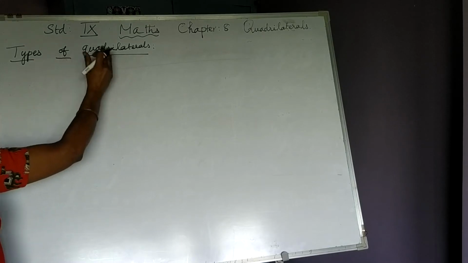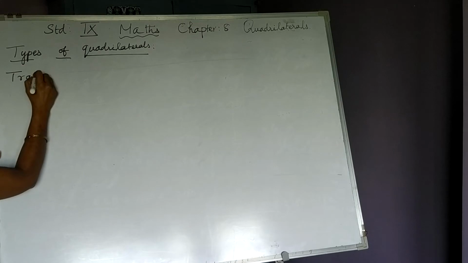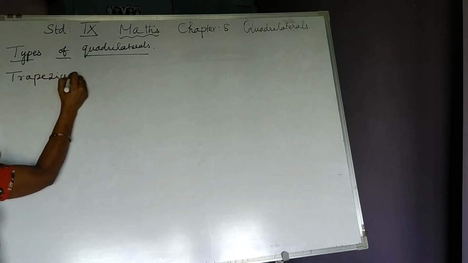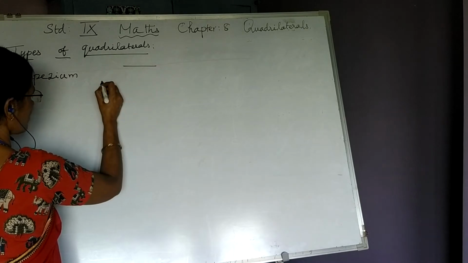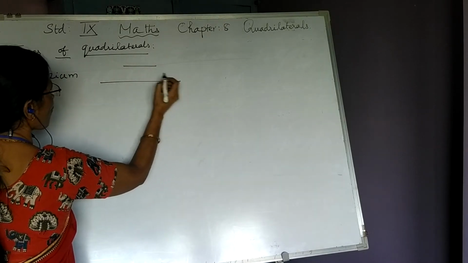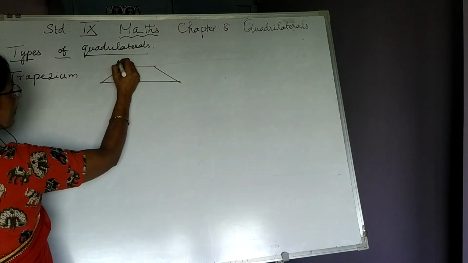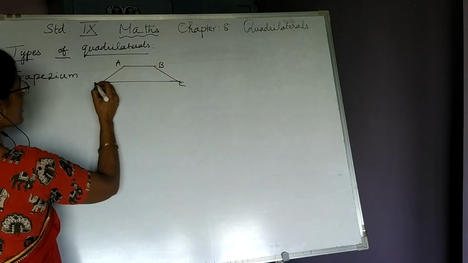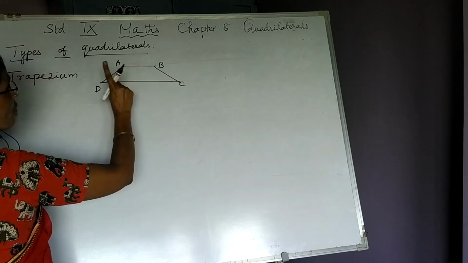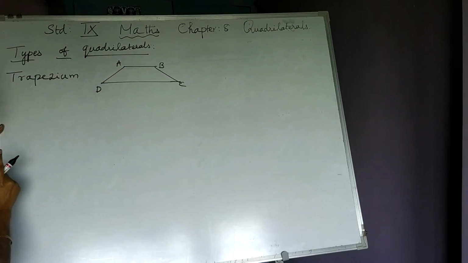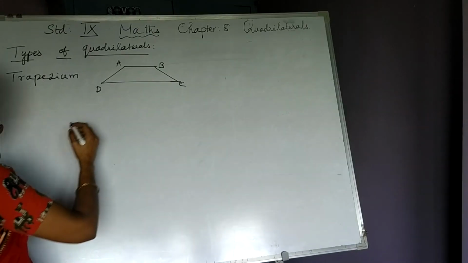Let us see types of quadrilaterals. In types of quadrilaterals, we are going to start with the quadrilateral trapezium, right? In any quadrilateral, if you find one pair of opposite sides are parallel, any one pair of opposite sides, it can be these two or it can be these two, but only one pair of opposite sides should be parallel, then we call that quadrilateral a trapezium.